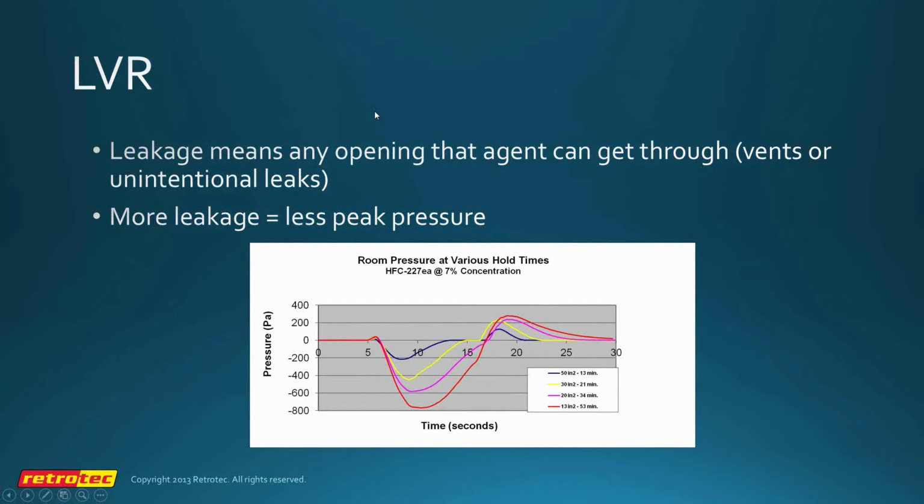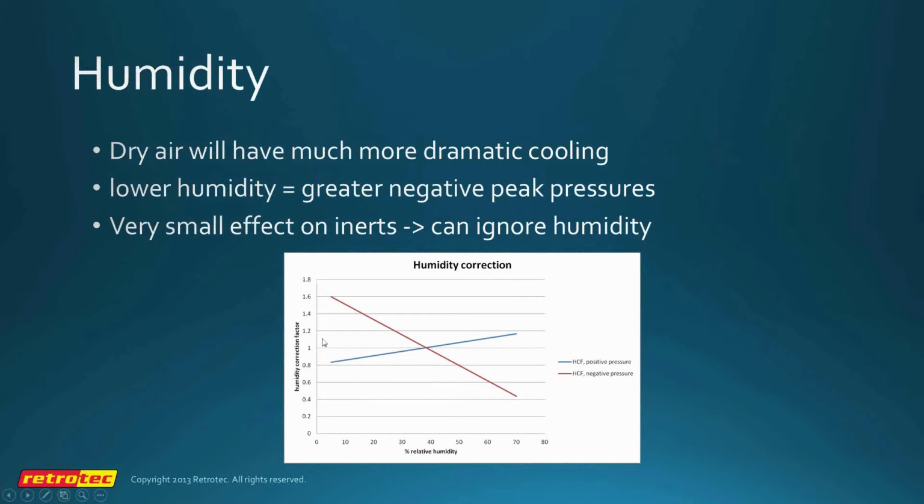Halocarbons, or chemical agents as some people call them, have a different characteristic. They tend to go to a negative pressure during the first period of the discharge and then a positive pressure afterwards. And the depth of the negative spike has to do with humidity, so we now have to understand what the range of humidities will be for an enclosure to predict the range of peak pressures that will occur. And this red line here shows what the humidity correction would be for different humidities.